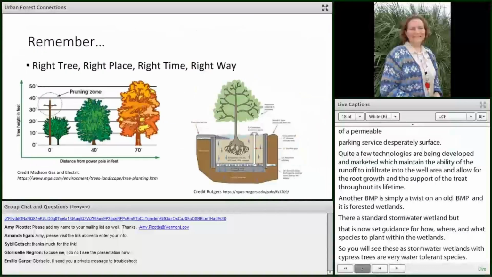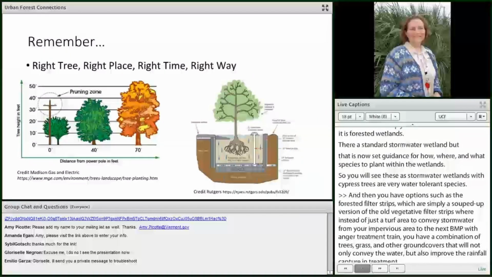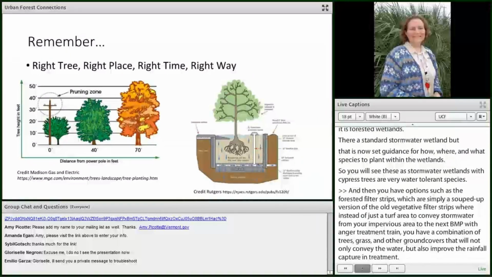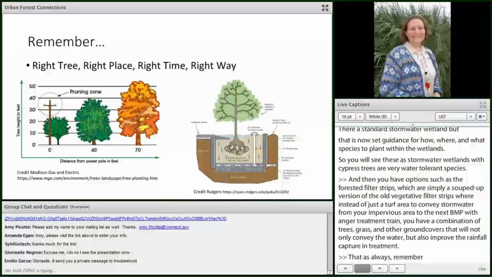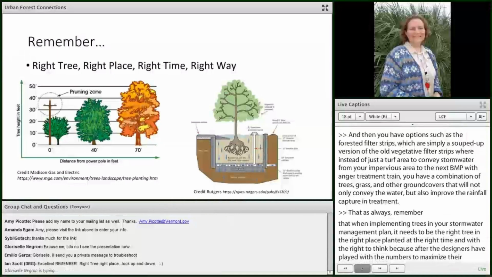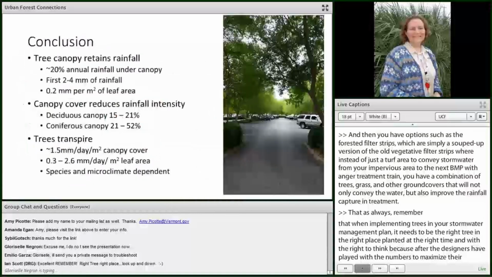But as always, remember that when implementing trees in your stormwater management plan, it needs to be the right tree in the right place, planted at the right time, and with the right technique. So after the designers have played with the numbers to maximize their design and decrease their cost, it needs to be reviewed for appropriateness, for where the trees are located, and to make sure that the design itself gives each tree the best chance of success and thriving within the design.